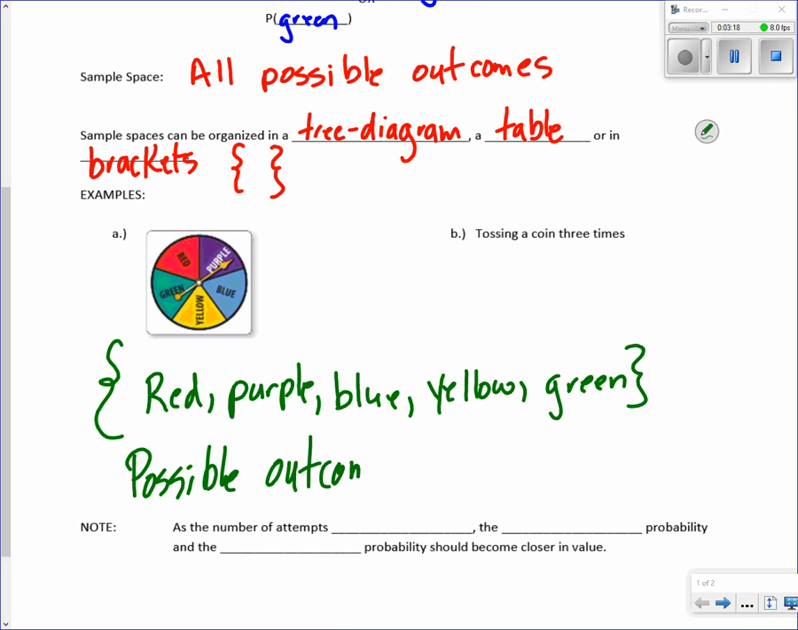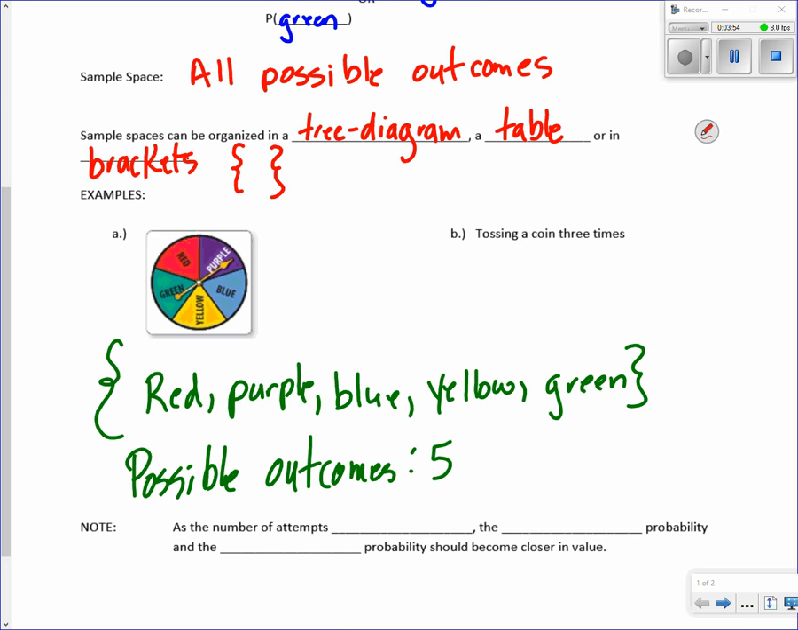And you wouldn't really use a tree diagram and really even a table to show this situation specifically, because we're only talking about the possible outcomes. We're not asking for a specific event to occur. So if you just want all the possible outcomes, you put it in the brackets. If you want to show how often a specific event will occur, then you are going to use a tree or a table. Okay, so example B, tossing a coin 3 times.